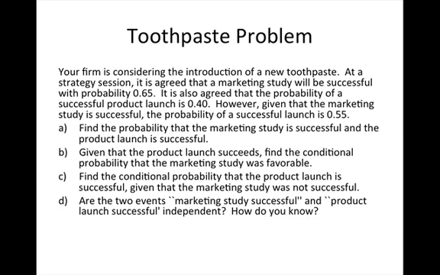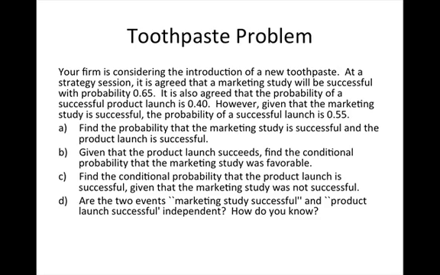Your firm's considering the introduction of a new toothpaste. At a strategy session, it's agreed that the marketing study will be successful with probability 0.65. So what I take this to mean is that the marketing research that we do is going to tell us that we should go forward with the launch with probability 0.65. It's also agreed that the probability of a successful launch is 0.4. However, given that the marketing study is successful, the chance that a launch is successful is 0.55.